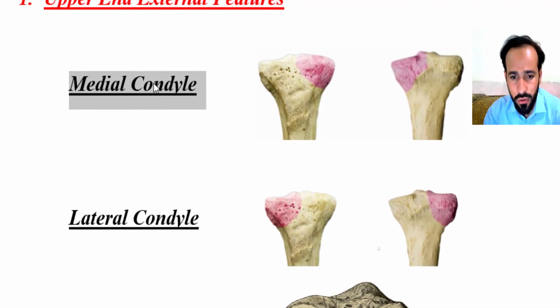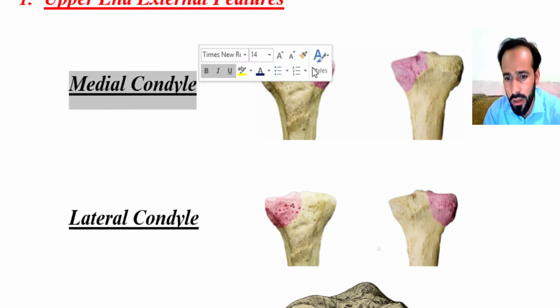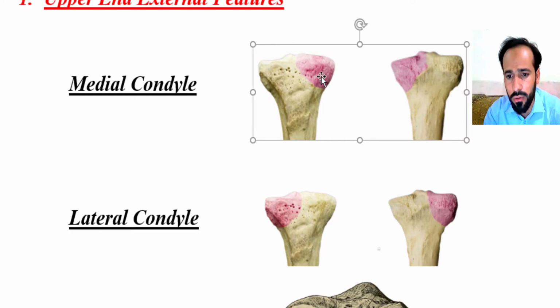So it makes the knee joint. So there is the medial condyle, right? Here I have shown the medial condyle. You can see here, this is the anterior side.